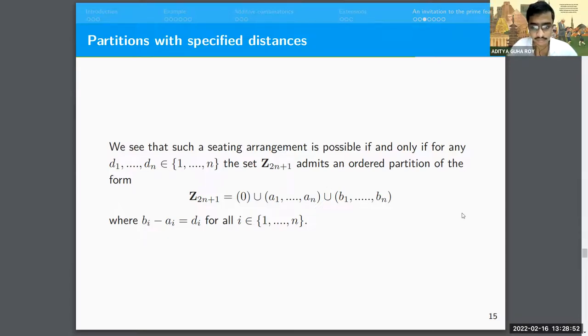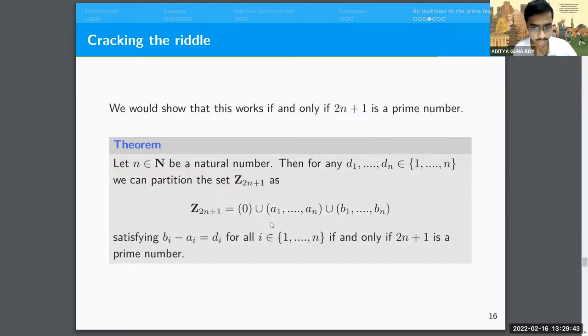But let's see this problem in a slightly different form. A seating arrangement is possible if and only if for any d_1 to d_n in the set 1 to n, the set Z_{2n+1} admits an ordered partition of the form Z_{2n+1} = {0} union {a_1 to a_n} union {b_1 to b_n}. Here 0 indicates the position of the king, a_1 to a_n represent the positions of the male members of the couples, and b_1 to b_n represent the positions of the female members, such that b_i minus a_i is equal to d_i for all i in 1 to n. All right. So the problem can be rephrased in this way. We would show that this works if and only if 2n plus 1 is a prime number. Quite surprising, but yeah.